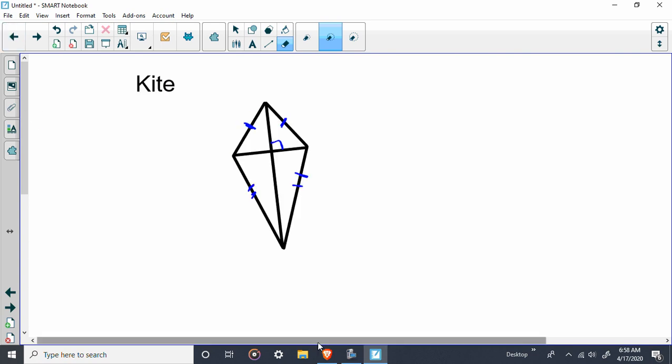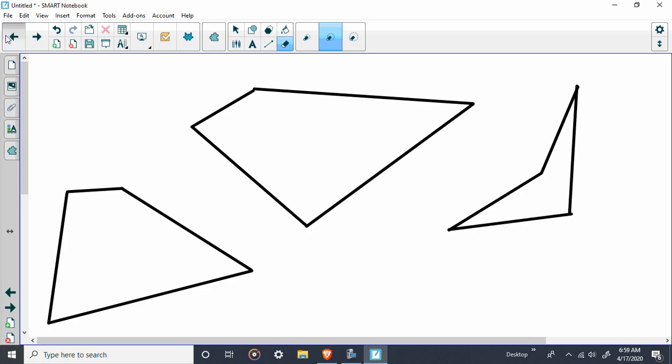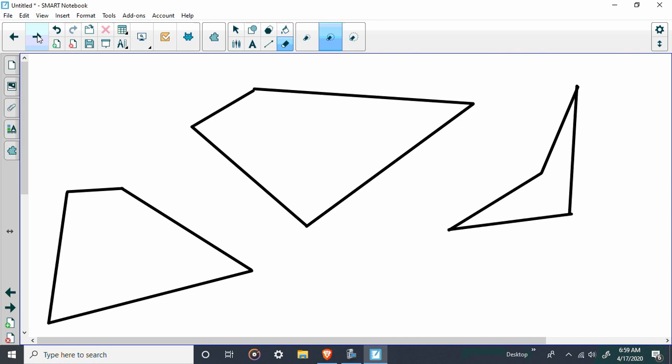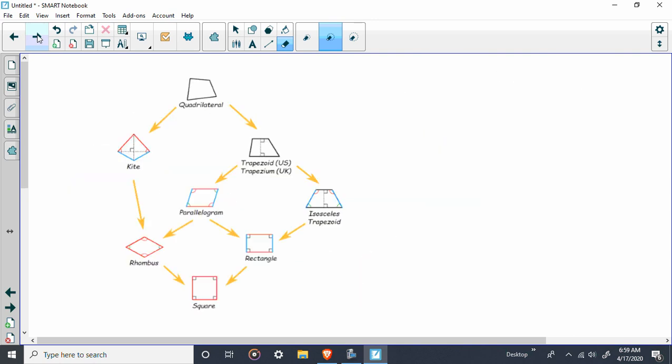All the properties about a kite, generally speaking, are also going to be true about a square. All the things that are true about isosceles trapezoids and regular trapezoids are also going to be true about a square. So it is kind of like the ultimate shape.